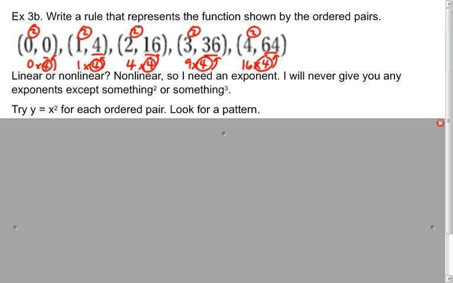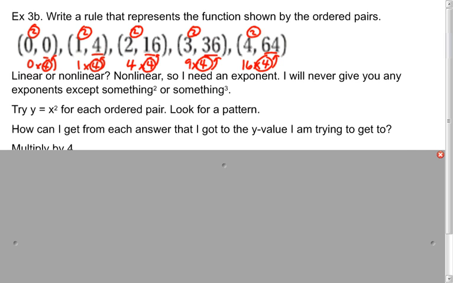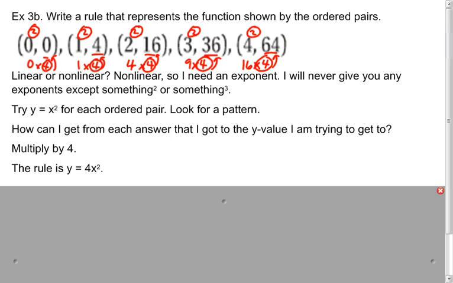So those are going to be the two parts that are in my rule: squared and multiplying by 4. So my rule is y equals 4x squared. I took my x and I squared it, and I also multiplied by 4. So that's 4x squared. That's one of the trickier ones that we'll do.